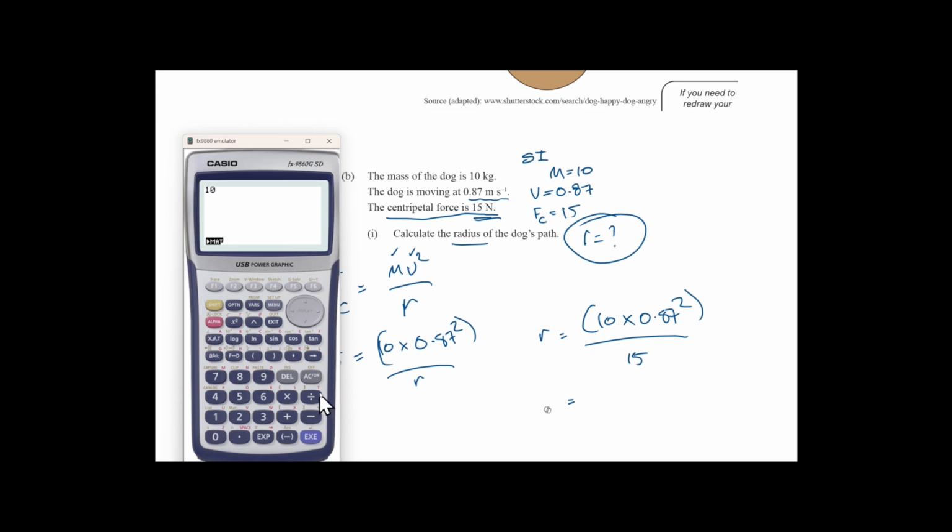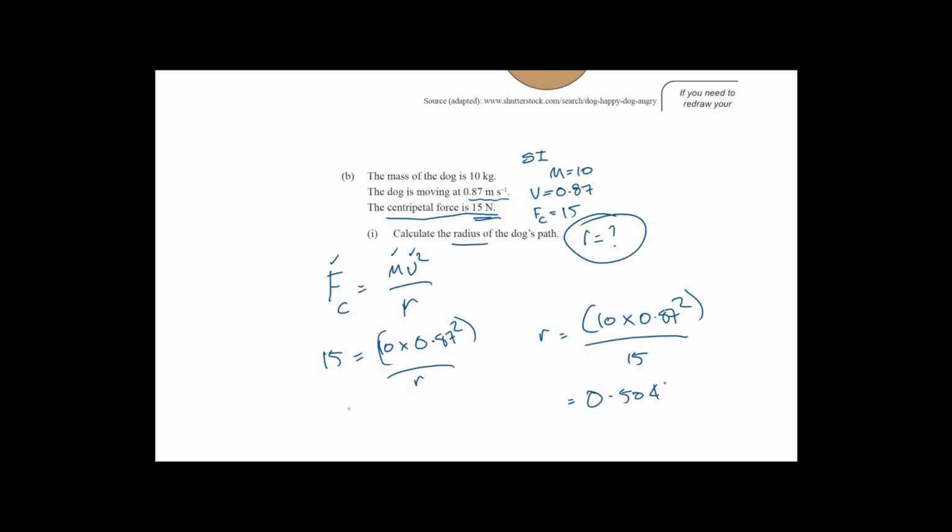So 10 times 0.87 squared equals that, divided by 15 is that, so 0.5046. How accurate do we need it? Well, the 10 kg is 2 significant figures, this is 2 significant figures, and this is 2 significant figures. So let's do this one in 2 significant figures. So 0.50 meters, which is 50 centimeters. So the dog, this horrible yapping mutt, is running around a circle with a radius of 0.5 meters.